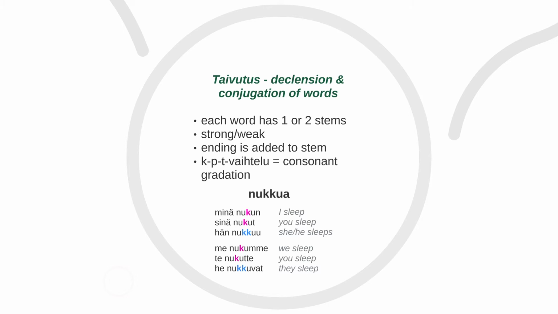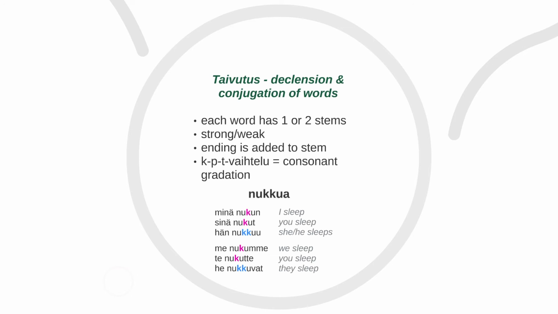So each word has 1 or 2 stems. They can be strong or weak. If it has 2 stems, it might be a case of KPT-vaihtelu, which means the KPT rule, the same as consonant gradation. If there is in the middle of the word a certain combination or one of the combinations of K, P, and T letters, then there will be some changes in the word. This is worth learning, but I'm just going to give you one example.